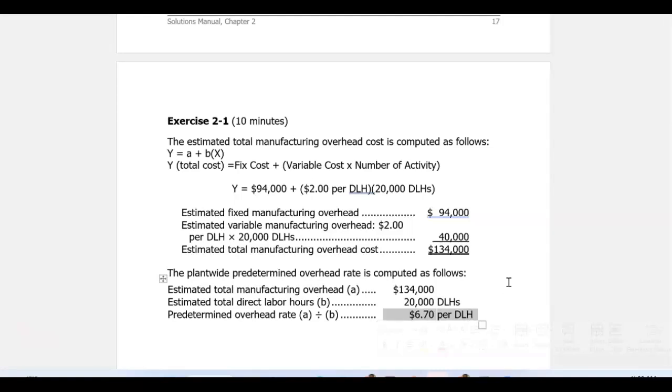So what is the cost of production? Cost of production is direct material, direct labor, and manufacturing overhead. Direct material and direct labor, we know already how much we put for every product, but manufacturing overhead is going to be applied based on the cost driver, in this case, direct labor hours. So we're going to apply $6.70 per direct labor hour to calculate the total product cost, which is direct material plus direct labor plus manufacturing overhead.